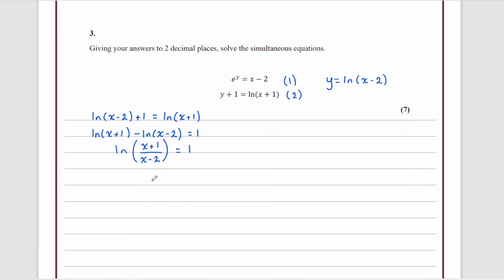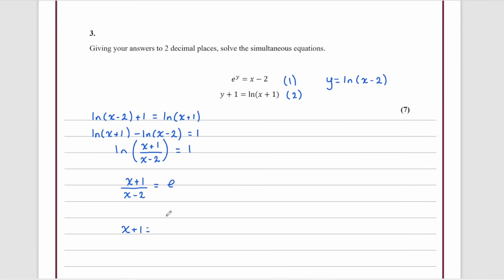Now, if we want to go on to solve for x and y, then what we need to do here is get rid of the natural logarithm. So to do that, we take the exponential function of both sides. So e to the power of ln x plus 1 over x minus 2, that just leaves me with what's inside the bracket here. So we get x plus 1 all over x minus 2. And that is equal then to e to the power of 1. That just leaves me with the right-hand side here being e, like so. And what I can do now is multiply both sides by x minus 2. So we get x plus 1.